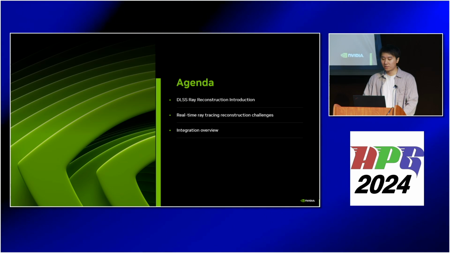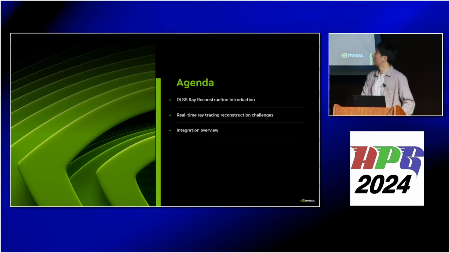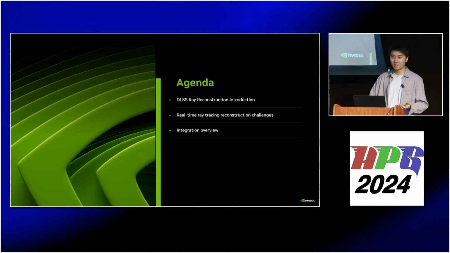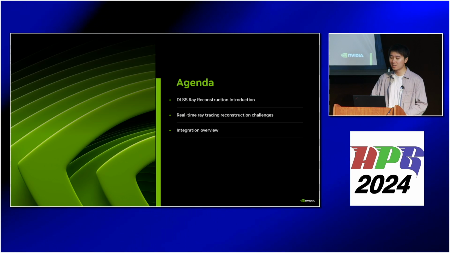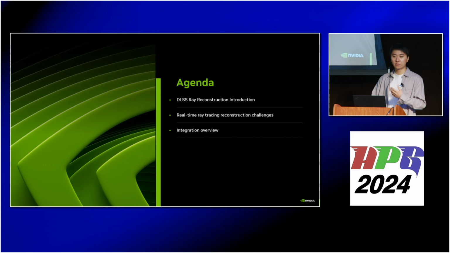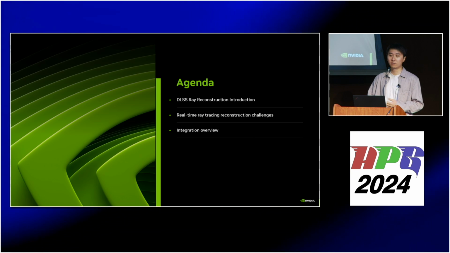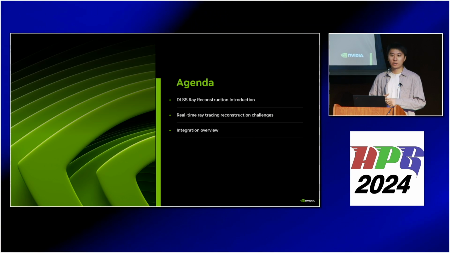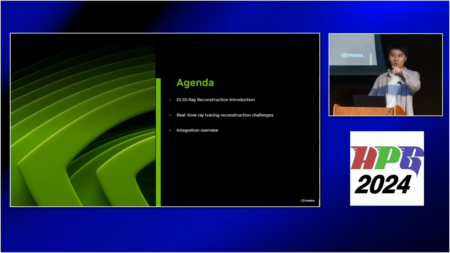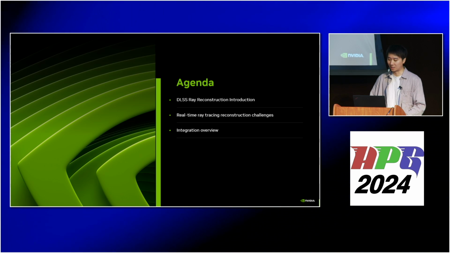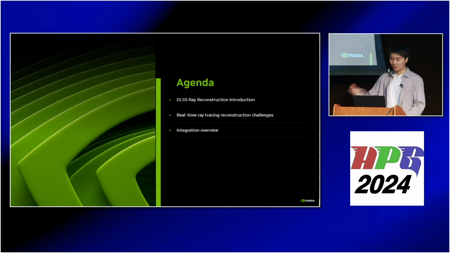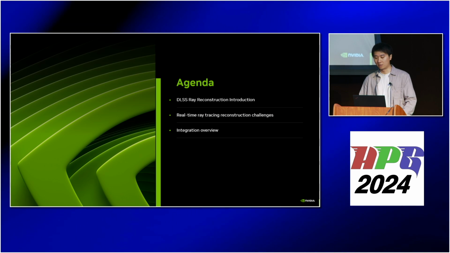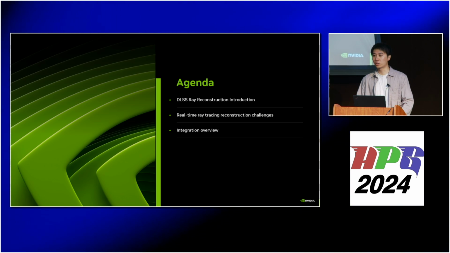So this is the brief agenda. I'll start with a high-level overview of what Ray Reconstruction is, what it does, where it's available, and so on, and why it makes sense. And then I'll try to provide an intuitive explanation of why denoising for real-time ray tracing is such a hard problem. In fact, I noticed all the posters back there are about denoising. And finally, I'll end the presentation with a short description of how to integrate Ray Reconstruction into your product.